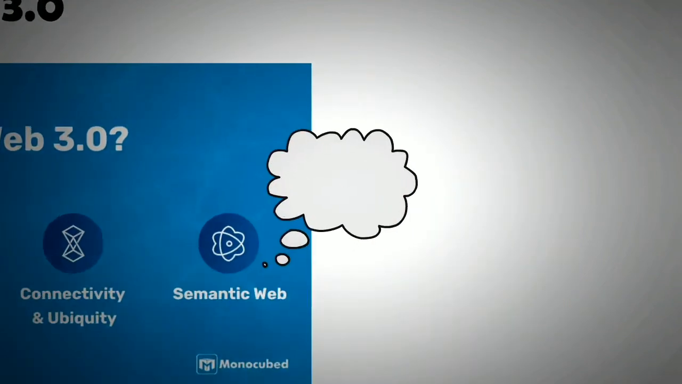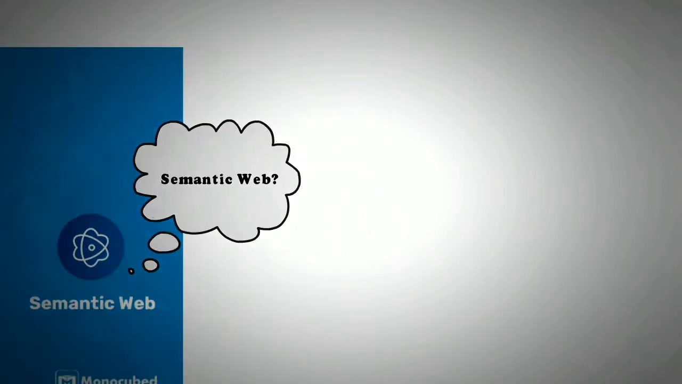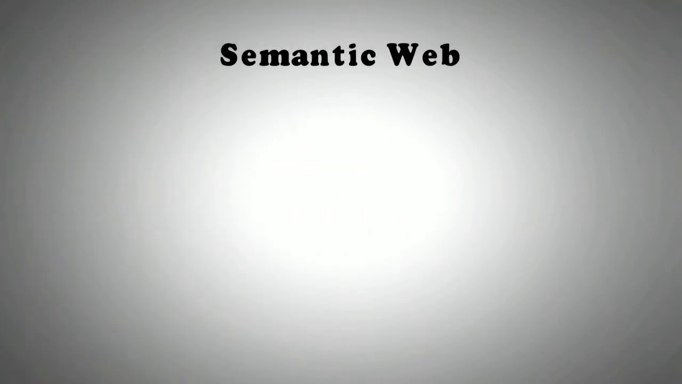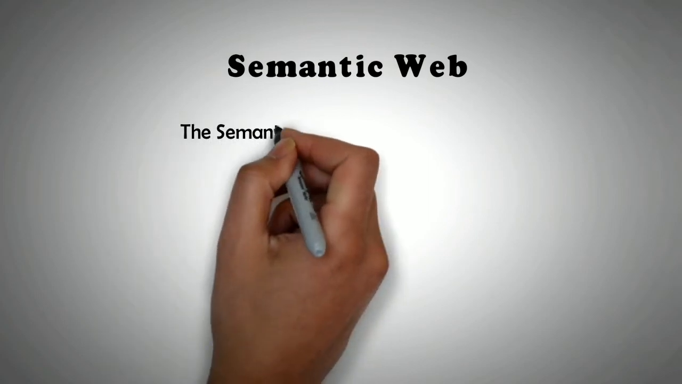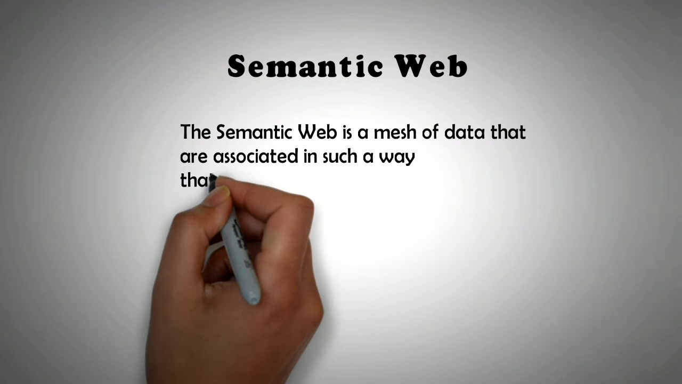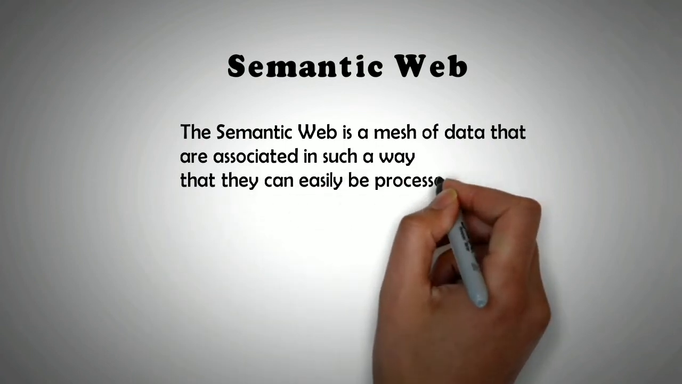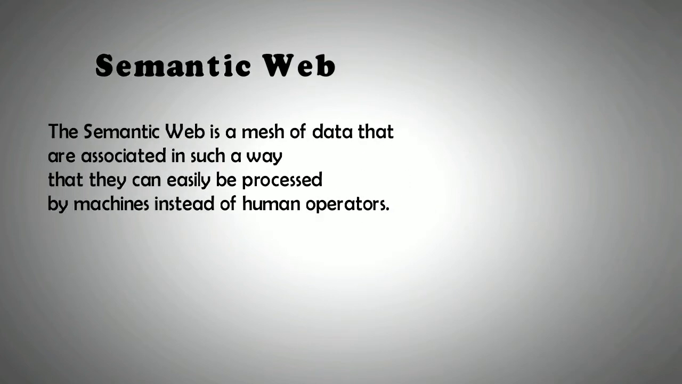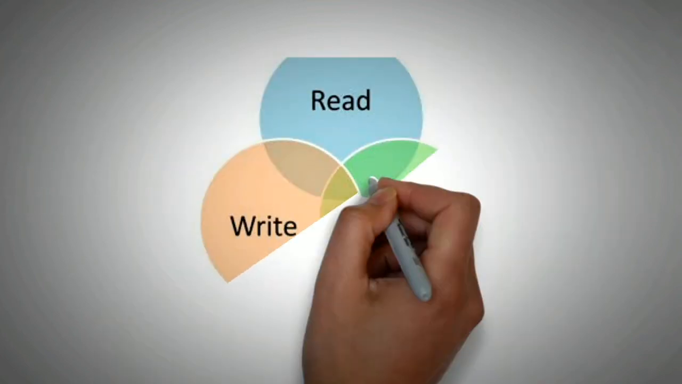Semantic Web, it responds to the user's request by itself. Now let's see Semantic Web more. Semantic Web basically refers to the processing of data by machines instead of humans. It responds to the user's request as per his or her instructions. Moreover, Web 3.0 is also referred to as read, write, and execute.